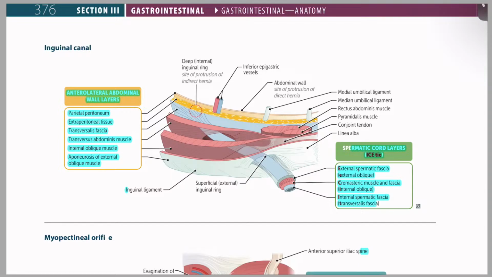Anterolateral abdominal wall layers: parietal peritoneum, extraperitoneal tissue, transversalis fascia, transversus abdominis muscle, internal oblique muscle, aponeurosis of external oblique muscle. Spermatic cord layers: external spermatic fascia from external oblique, cremasteric muscle and fascia, internal spermatic fascia from transversalis fascia.